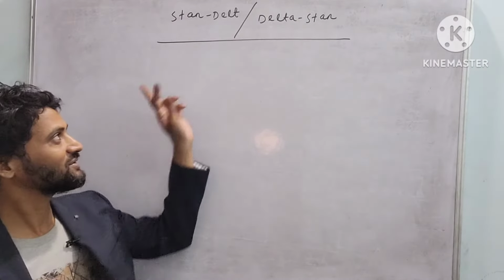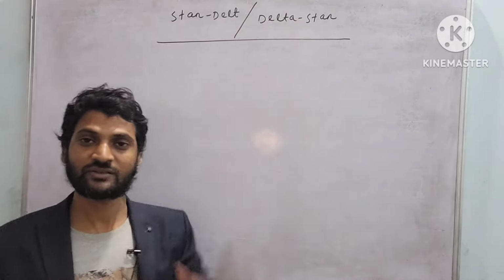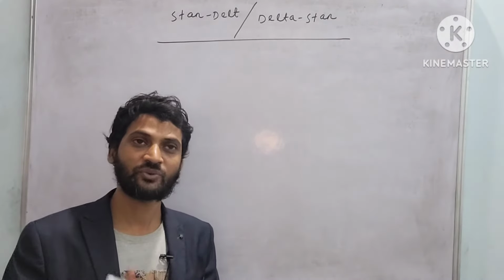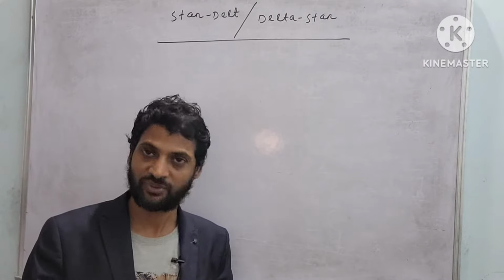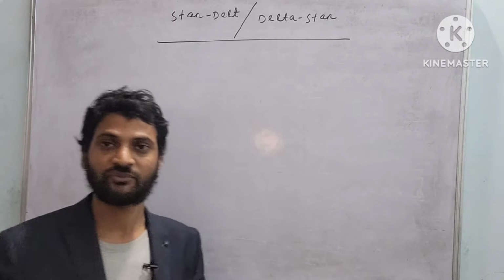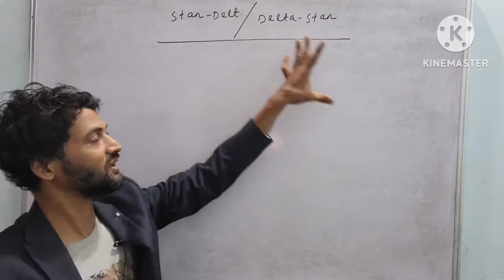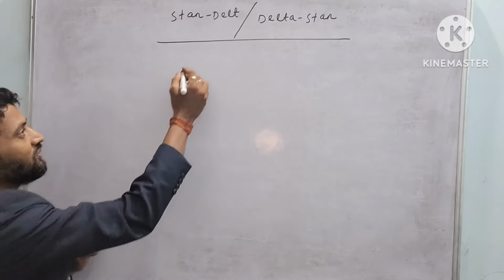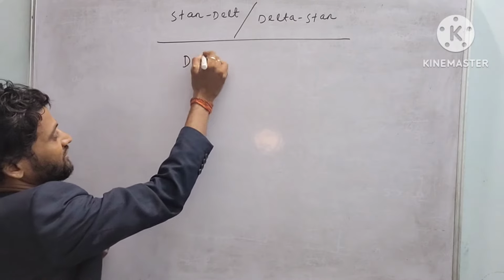So first of all we need to understand what is the requirement for the conversion. If you do not calculate the equivalent resistance properly because of the complexity of the network, then we can go for the star delta and delta star conversion. So first we will go for delta to star conversion.